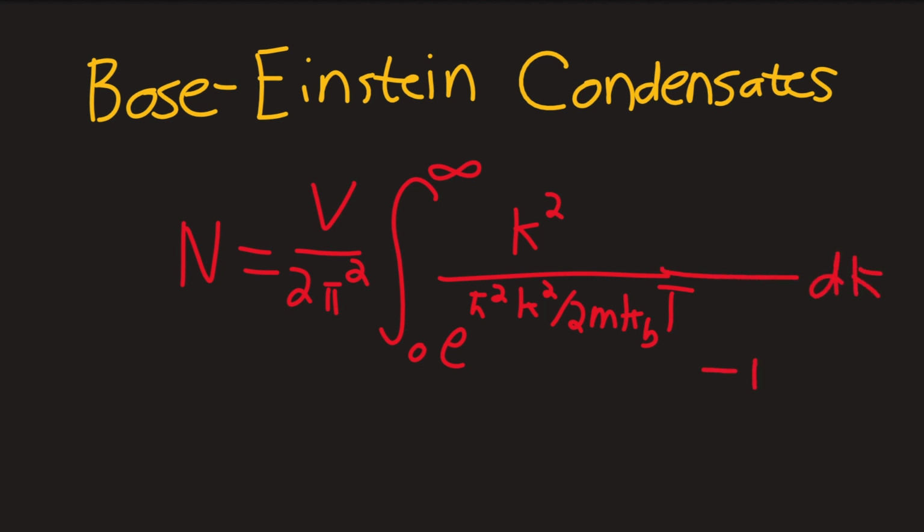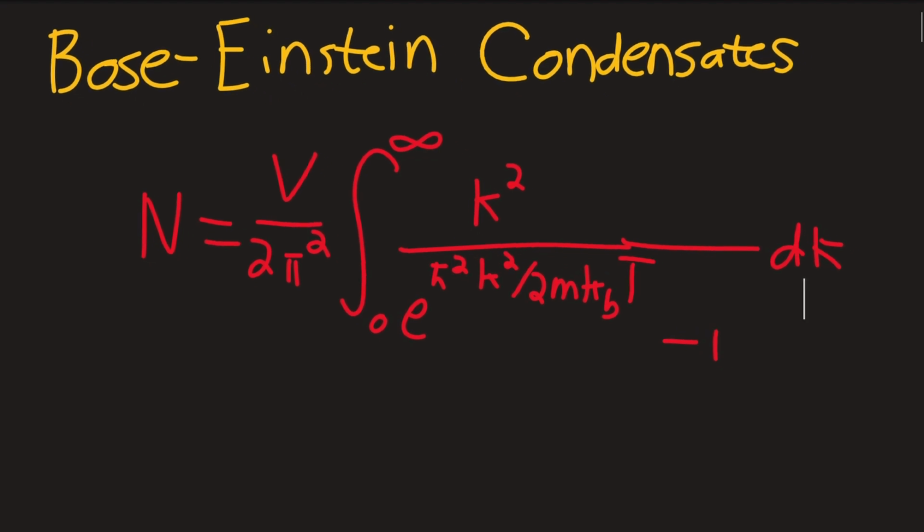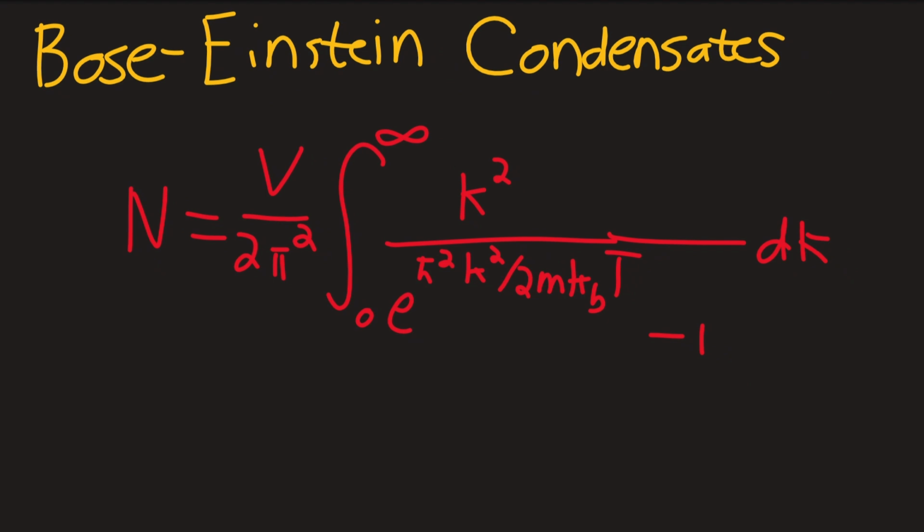And essentially what we want to do is evaluate this integral right here, and then solve for T, because what we've essentially done in this formula is assume that the chemical potential is 0, and as such, if we solve for T, we can find the critical temperature at which the Bose-Einstein condensate is formed. So, let's get cracking. You might be wondering, how on earth do we evaluate an integral like this?